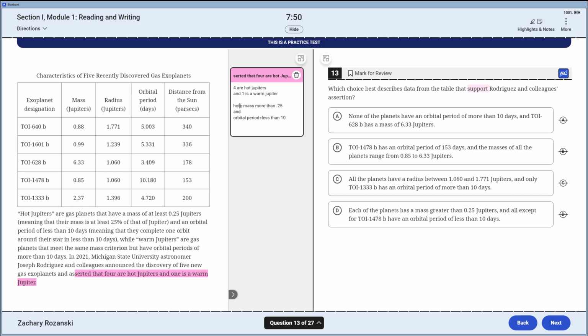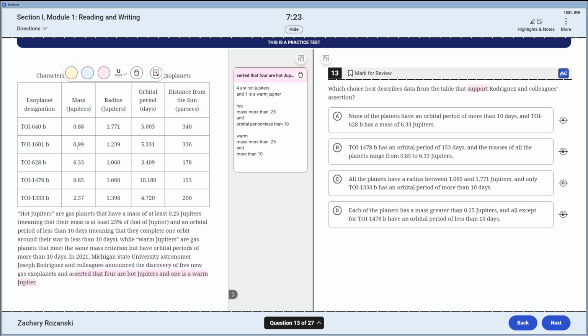Mass more than, oh, I should do it like this. Hot is this, warm would be, gas planets that meet the same mass. Oh, it's not going to let me do that. Mass more than 0.25 and orbital period more than 10. So mass is in this column. I wish I could pull down the column. Mass is in this column. Orbital period is in this column, so that's where I want to be living.